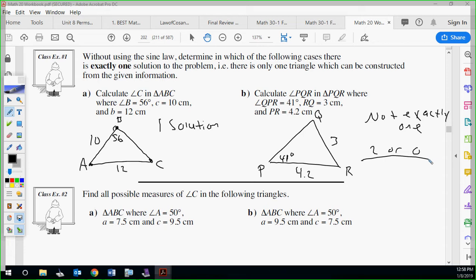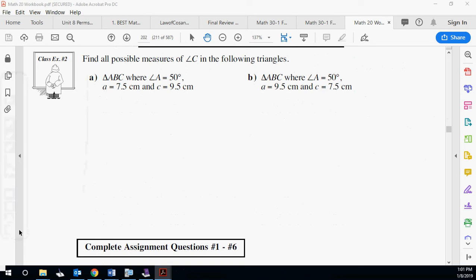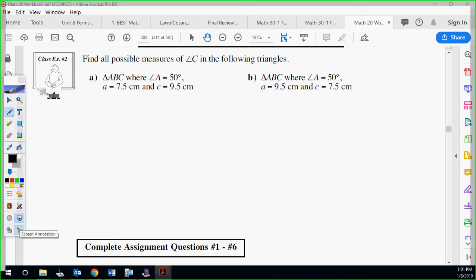Okay, now we'll actually do the work here, and we'll be done. All right, are we ready? Get ready. Find all possible measures of angle C in the following triangles. Let's draw it first, and let's see what we expect.